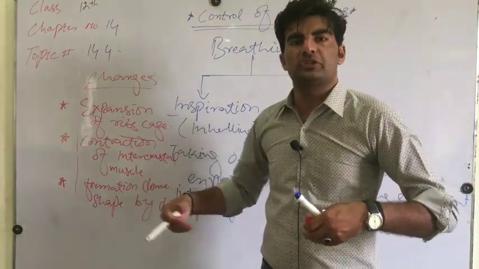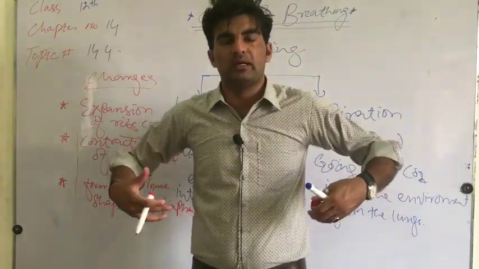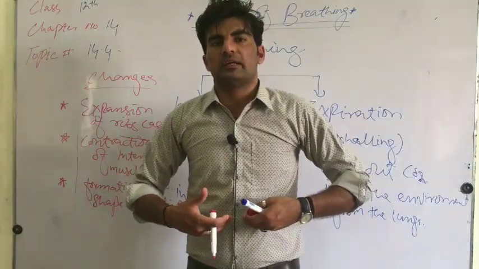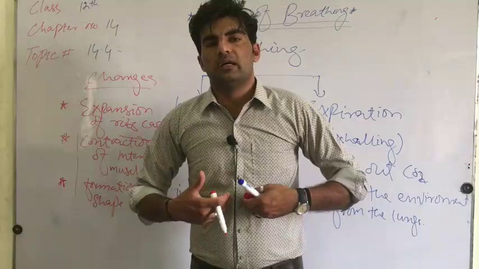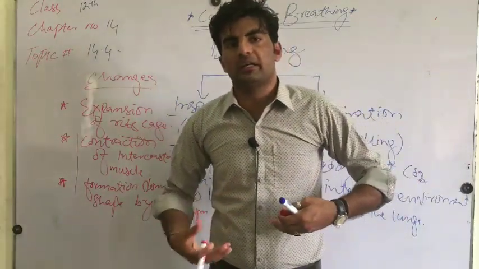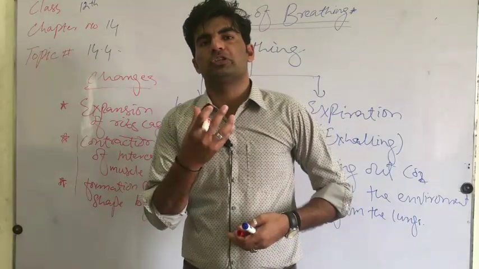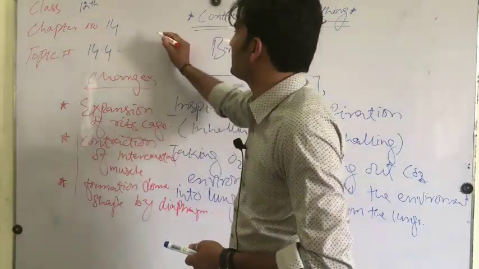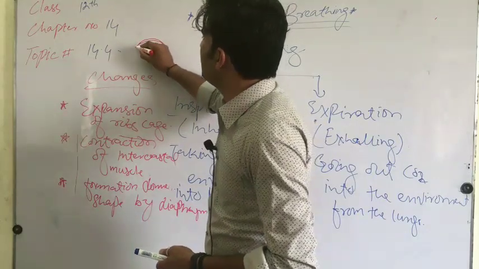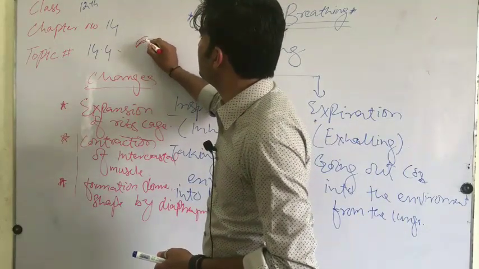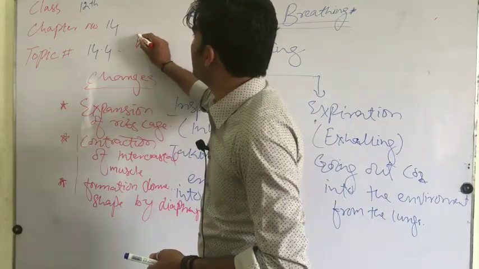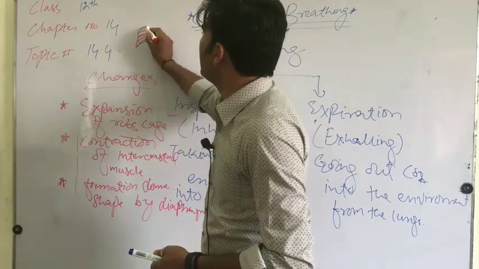Along with the contraction, our rib cage expands. With this expansion, the diaphragm, which is attached to the lower region of the rib cage, also moves upward and forms a dome-shaped structure. These are the changes which occur during inspiration, during the inhaling process.